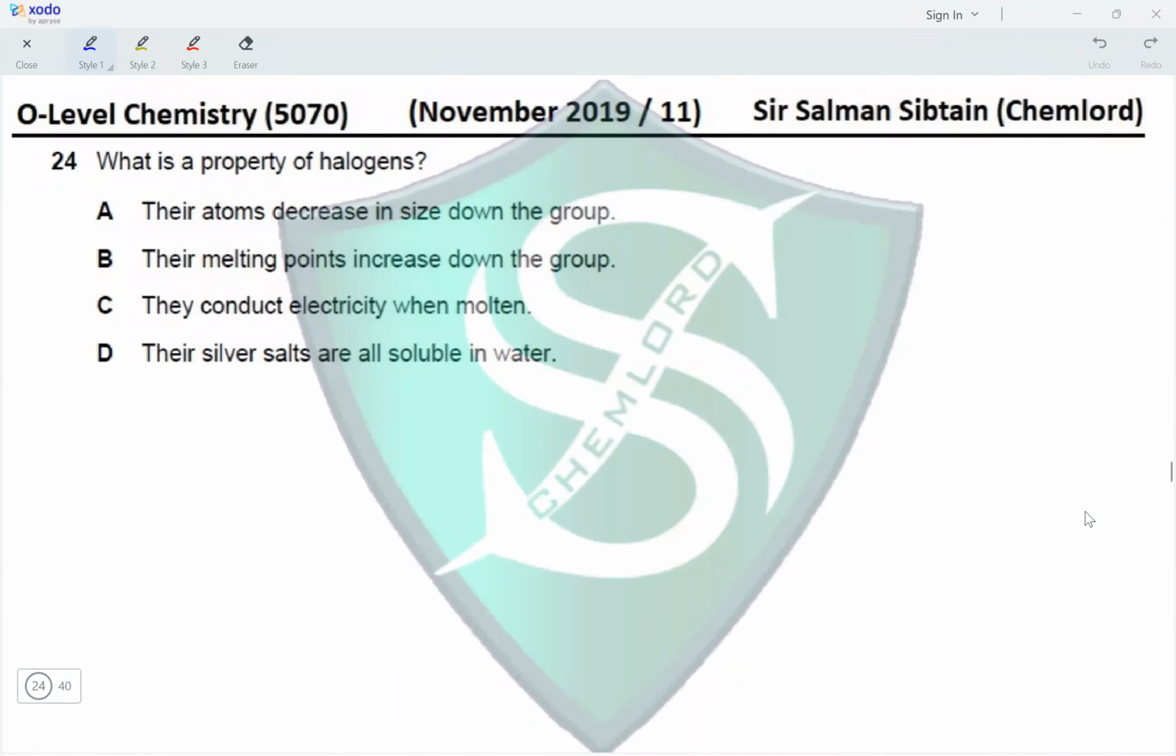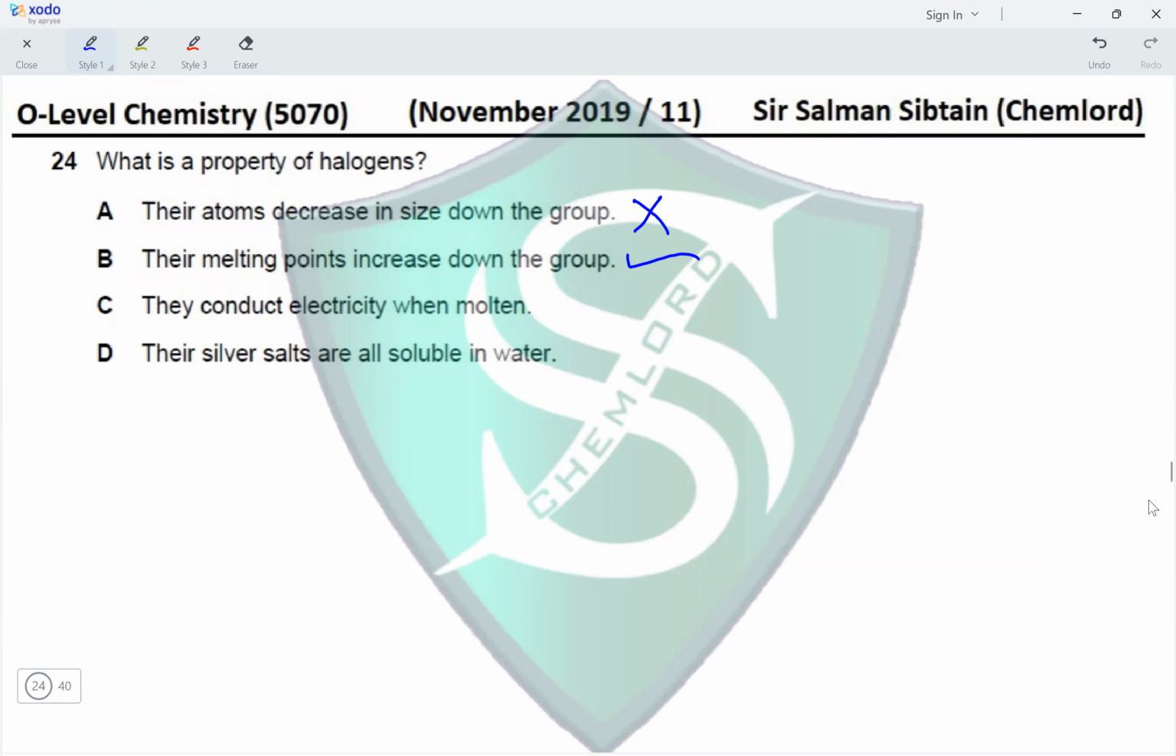Question 24. What is a property of halogens? Their atoms decrease in size down the group? No, the atomic radius increases down the group, so the size of the atoms increases down the group. Next, their melting point increases down the group. Yes, the states are also going from gas to liquid to solid.